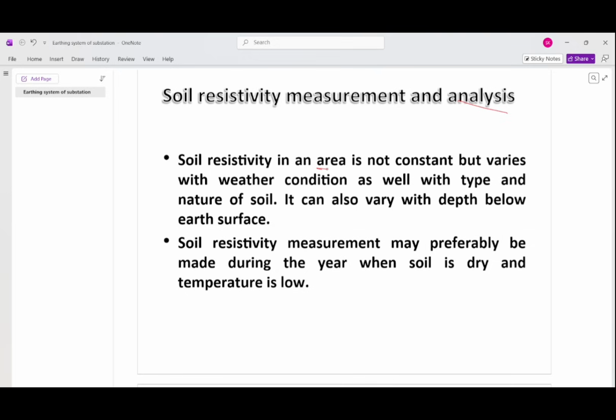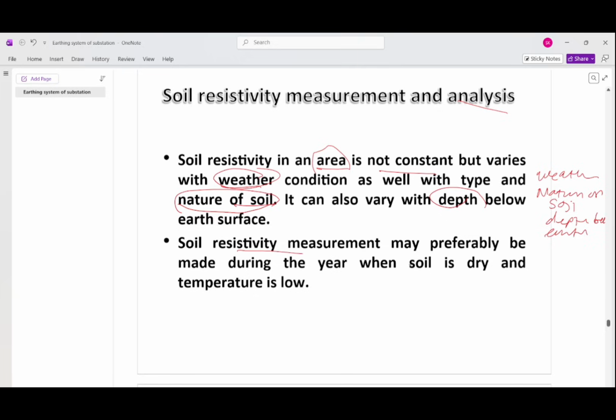Soil resistivity of an area is not constant, but varies with the weather condition as well as the type and the nature of the soil. It can also vary with the depth below the earth surface. So depth is also very important. Weather conditions are also important. Type and nature of the soil are also important. So soil resistivity will be dependent on weather condition, nature of soil, and depth below earth surface.